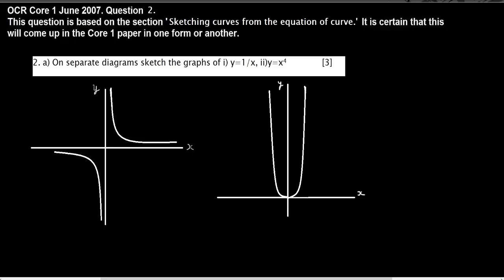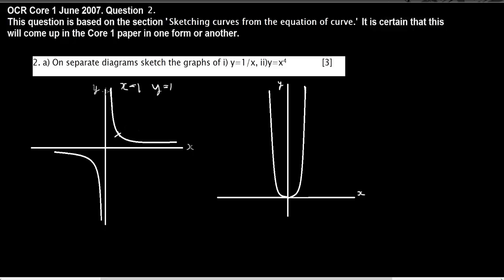So question 2 says, on separate diagrams, sketch the curve of 1, y equals 1 over x, and 2, y equals x to the power of 4. First of all, y equals 1 over x, which is this curve here. If we put x equals 1, we can see that y equals 1, which gives us this point here.